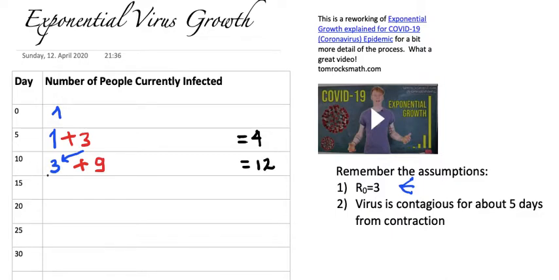So what happens then on day 15 is that this person wasn't infected anymore on day 10, and these people are no longer going to be infected by day 15, okay? But these guys still are, and each of them is going to infect 3 people. So then you got 9 times 3, and so this is why you've got 36 total, okay?